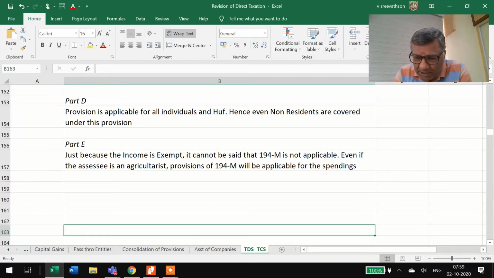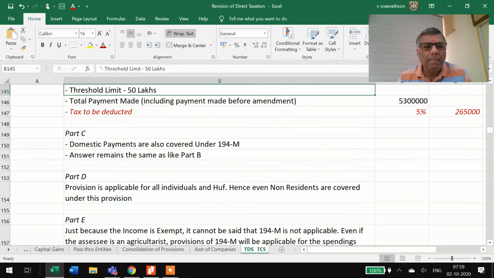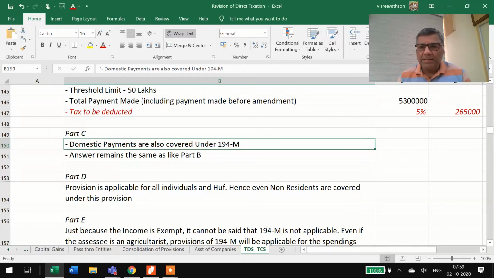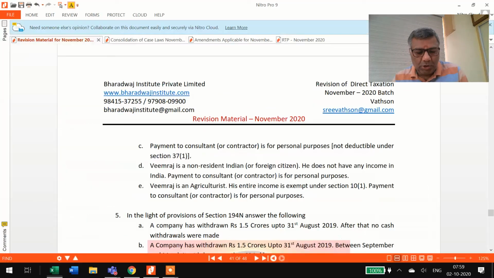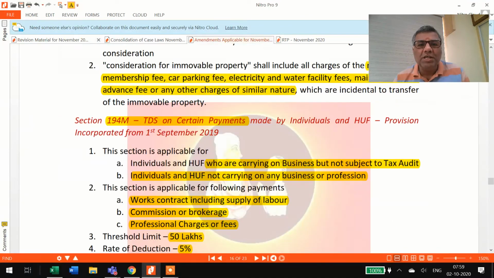Sir, can you throw some light on part C, sir? I didn't get point C, sir. Part C: if it is for domestic purposes also, this provision is applicable for individuals and HUF not carrying on business also.